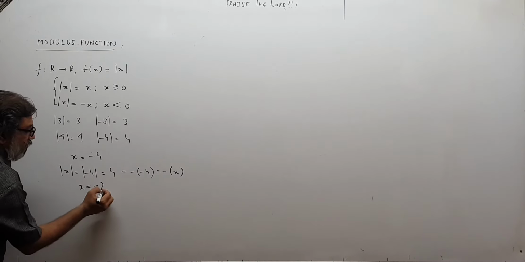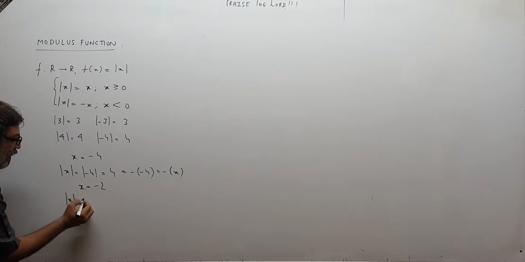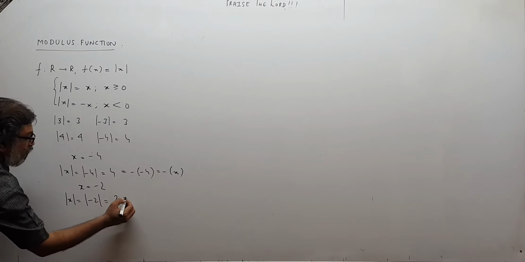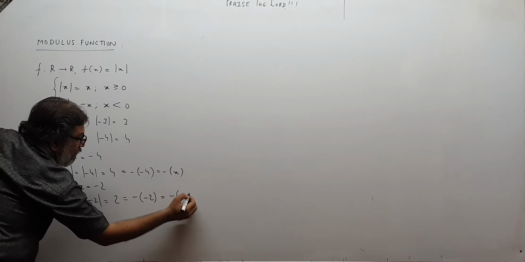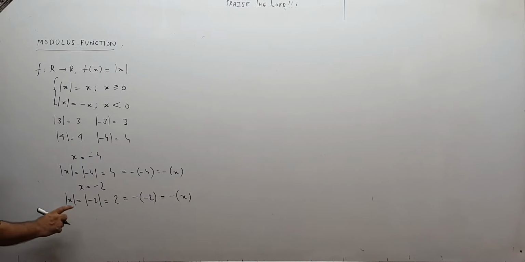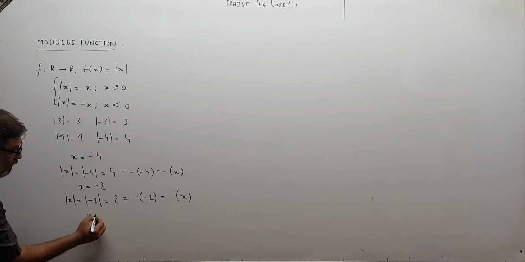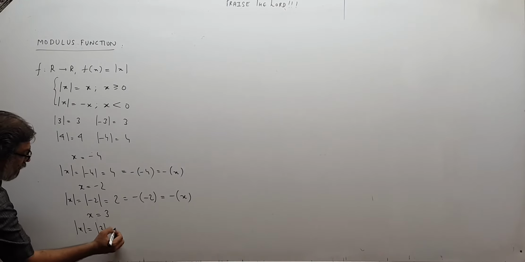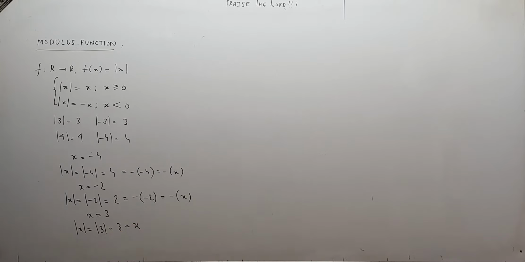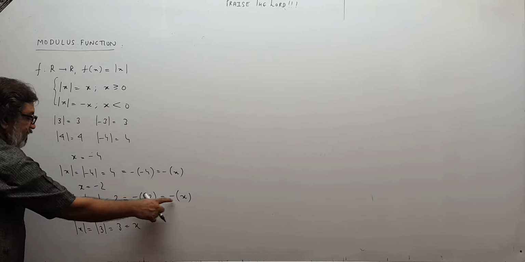Let us take one more, x equal to minus 2. What will be mod x? Mod of minus 2, that is 2. That is minus of x, because minus 2 is x. So mod x is again minus x when x is a negative number. If x is a positive number, then mod x means mod of 3 means 3 means x. So mod x is x when x is positive, and mod x is minus x when x is negative.